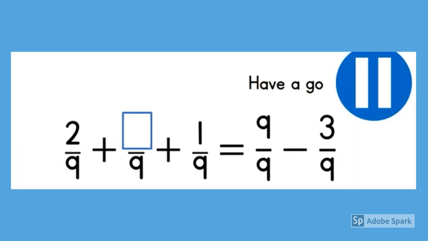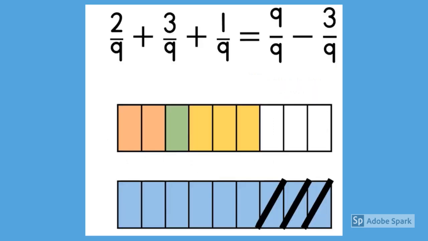Here's one for you to have a go. Look at this balanced equation. One of the numbers is missing. Remember that each of the sides of the equal sign must be balanced. Can you use a bar model to work out what the missing number will be? Pause the video while you have a go.